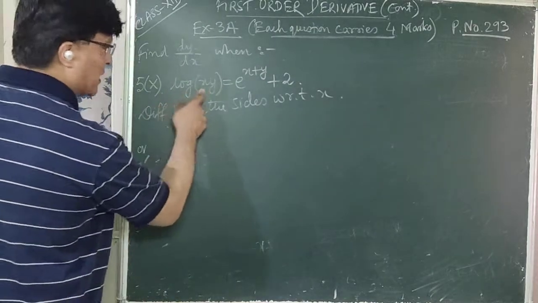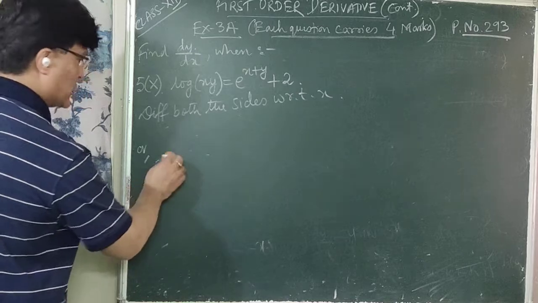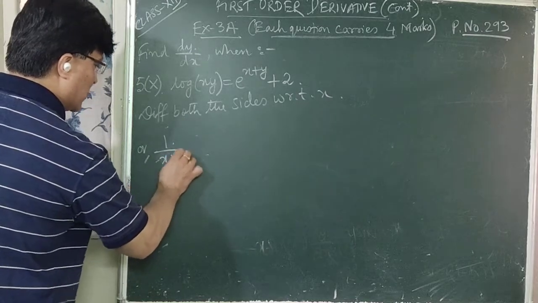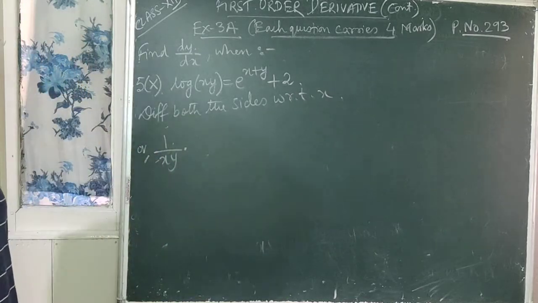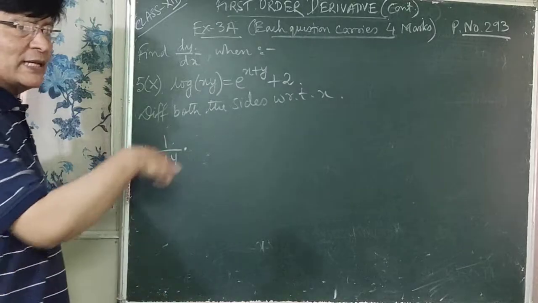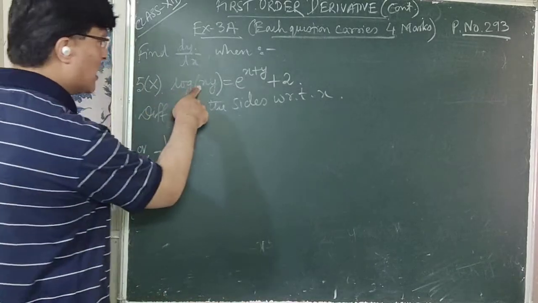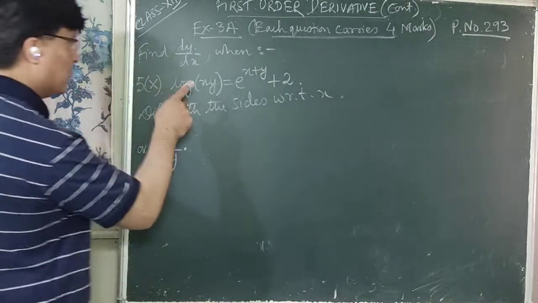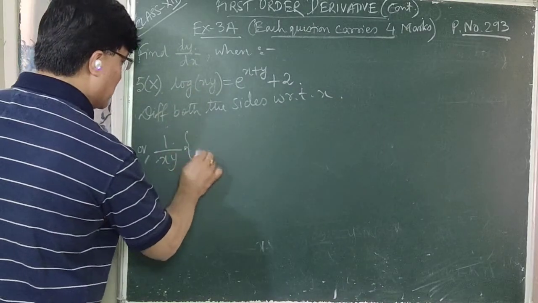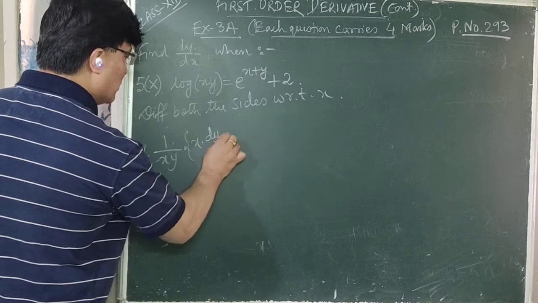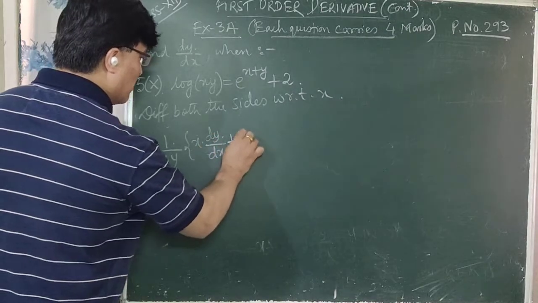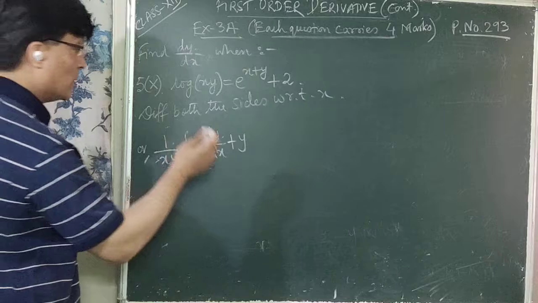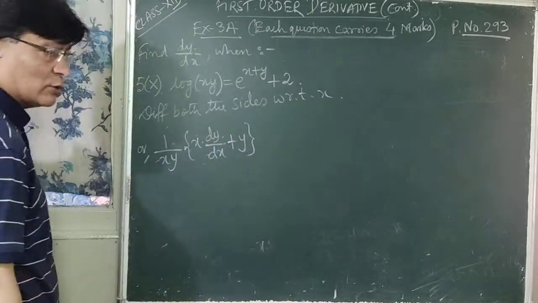So it is in the form log x. What is the differentiation of log x? 1 upon x. But here it is 1 upon xy into, again you have to differentiate the term which is assumed as x. So in this case xy is assumed as x. You have to differentiate it again. That means you have to differentiate xy. So it is the UV rule, use the UV rule, x into dy by dx plus y into d by dx of x is always 1. So here the second bracket is closed.